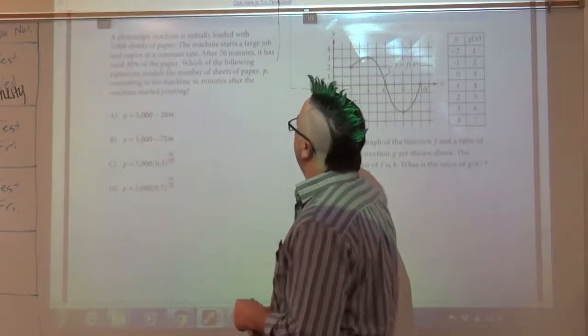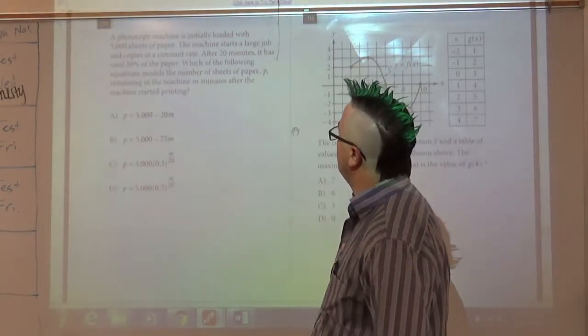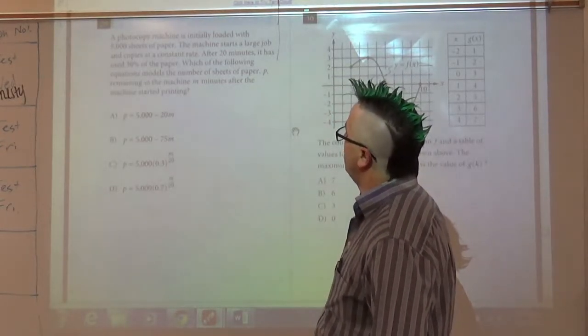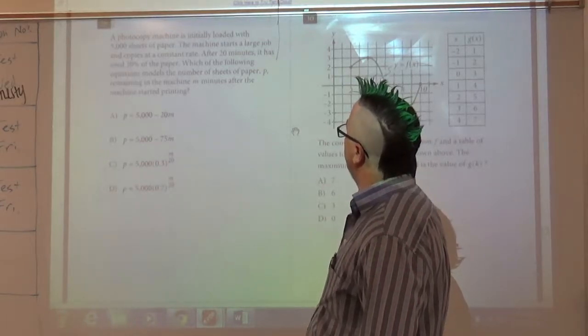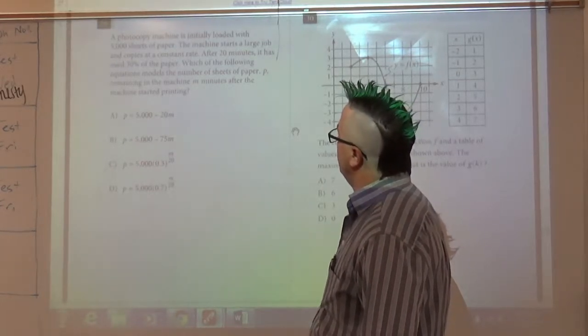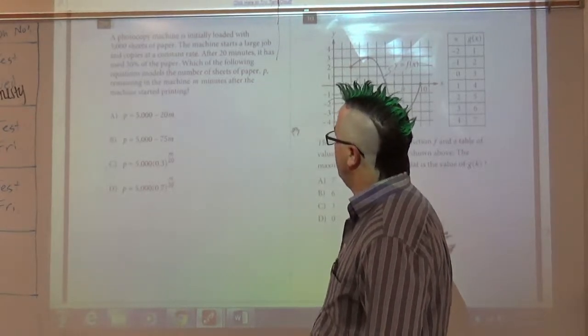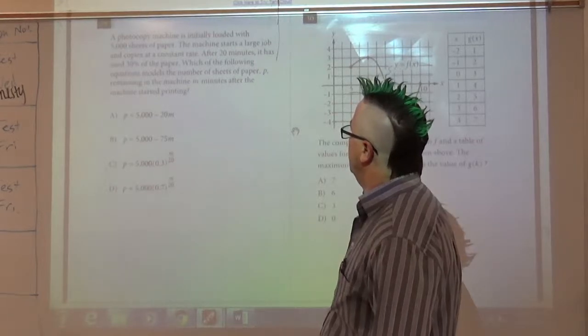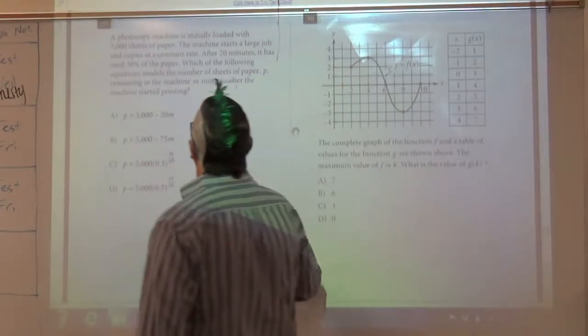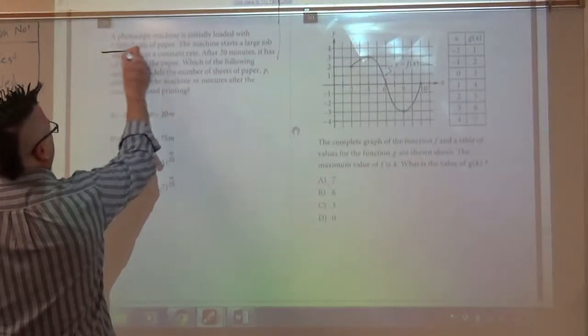The photocopy machine is initially loaded with 5,000 sheets of paper. The machine starts a large job and copies at a constant rate. After 20 minutes, it has used 30% of the paper. Which of the following equations models the number of sheets of paper, P, remaining in the machine n minutes after it started printing? Alright, so this is our starting point.